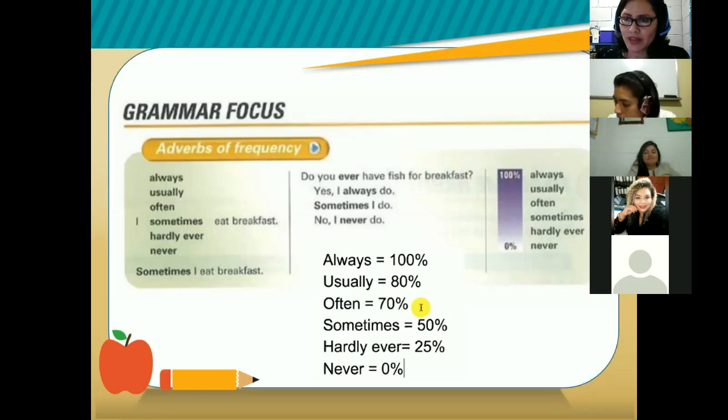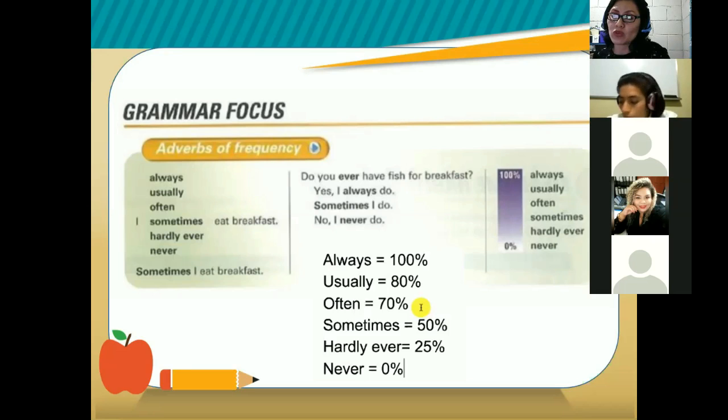Teacher, ¿y qué son esos porcentajes que están ahí? Bueno, cuando yo utilizo los adverbios de frecuencia, eso es lo que expreso, con qué frecuencia hago yo las cosas, ¿verdad? Si yo utilizo always, that means that something that I do 100% of the times, 100% de las veces, ¿ok? Si yo digo usually, estoy diciendo que I do that activity 80% of the time. Pero si yo utilizo often, that's going to be 70% of the time, right? That I'm going to go ahead and use it.